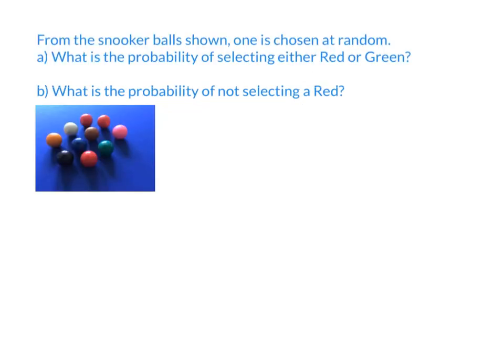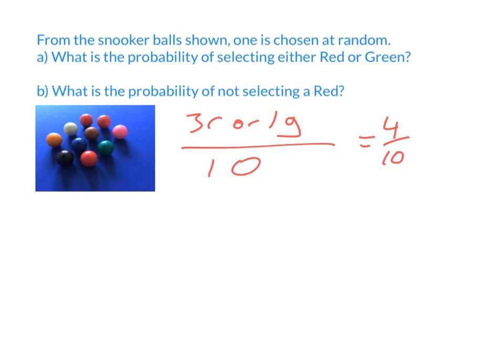So here we have another question. From the snooker balls shown, one is chosen at random. What is the probability of selecting either a red or a green? So this time we can either choose 3 reds or 1 green out of a possible 10, which gives us 4 out of 10, and we should always try and simplify. So we divide by 2. 2 into 4 goes 2 times, and 2 into 10 goes 5 times. So the probability of choosing either a red or a green is 2/5.